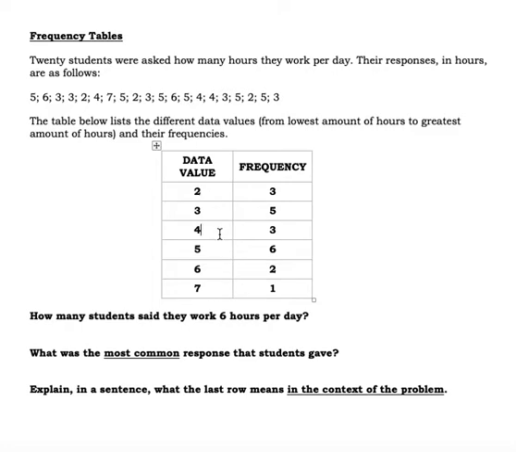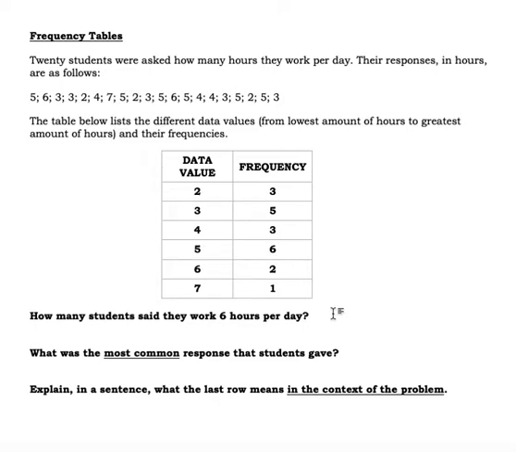Or the third row is telling me 3 students said they work 4 hours per day because 3 is the frequency and 4 is the data value. Using this information, let's answer the following questions.